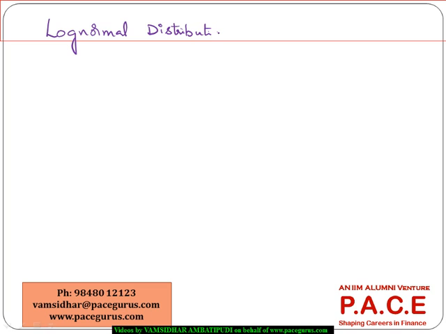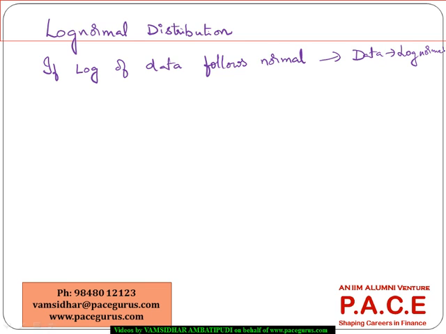A better way to put it is, if the data does not follow a normal distribution, but the logarithm of the data follows normal, we say that the data follows log normal. So if x is a random variable and the logarithm of x follows a normal distribution with some mean mu and variance sigma square, then I say x will follow a log normal distribution with mu and sigma square.